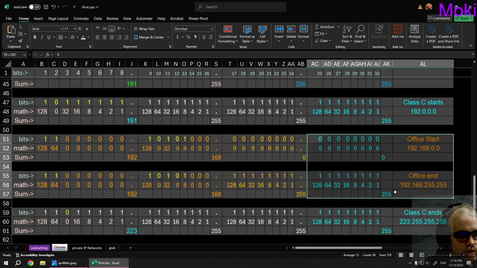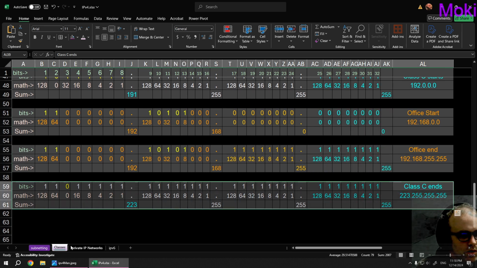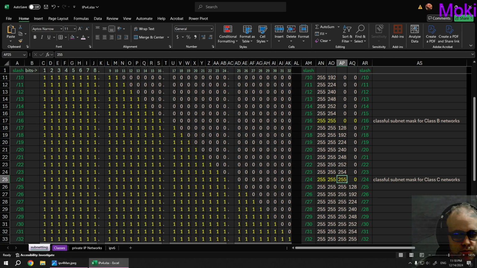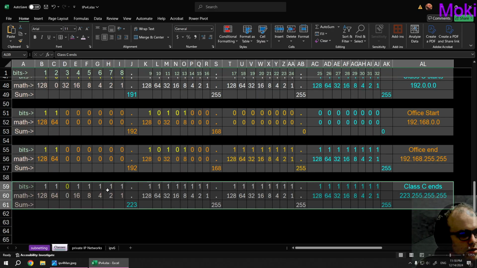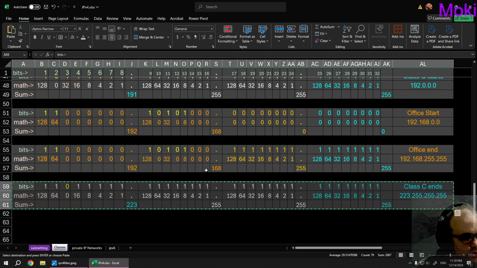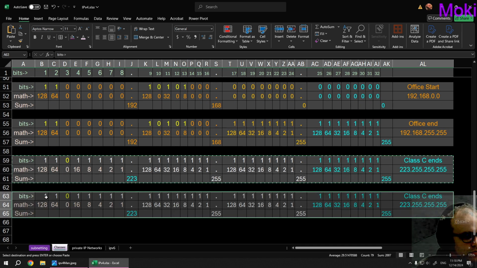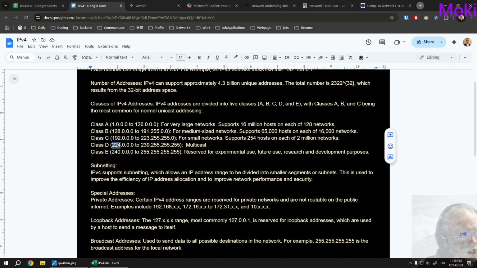I just highlighted them. I'm trying to keep the colors the same. Class C ends here, and we also have class D that pops up. Class D is 224. I could create it really quick. All I do is just like this. What's the number again? 224. Let me just copy this.